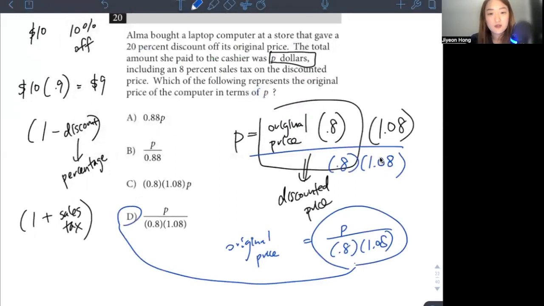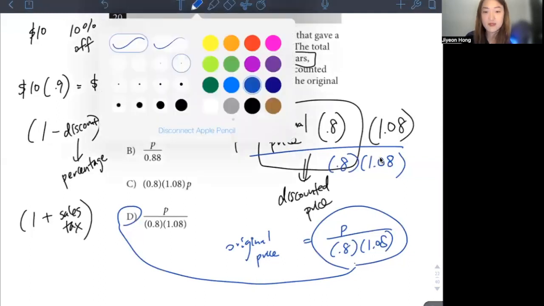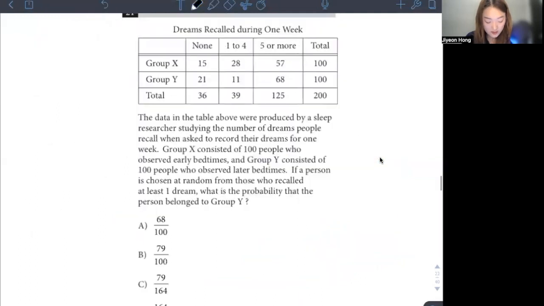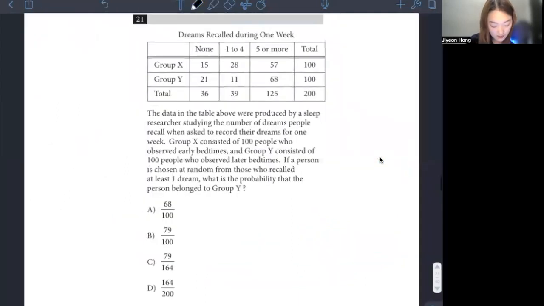All right, so once you can solve for this from word equation to an actual equation, the math part of it is not hard at all. All right, moving on to number 21. So we have a graph.